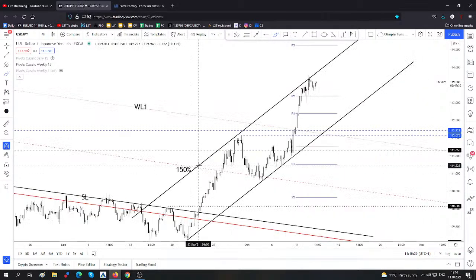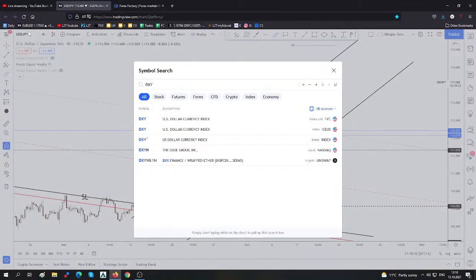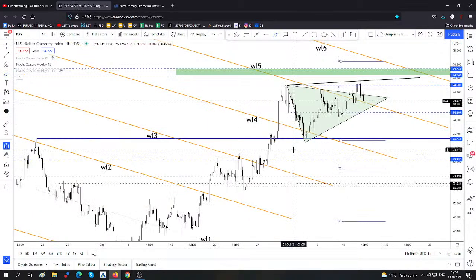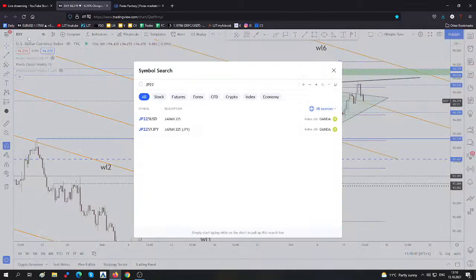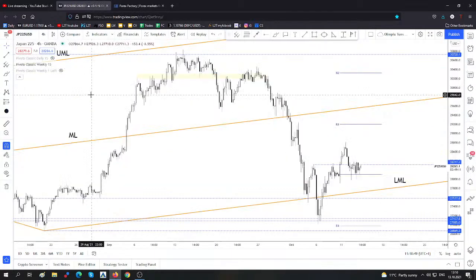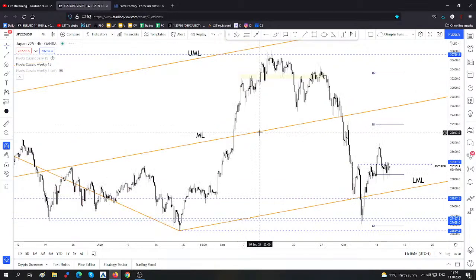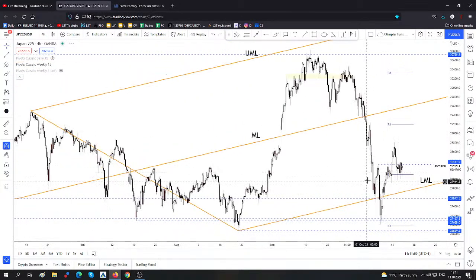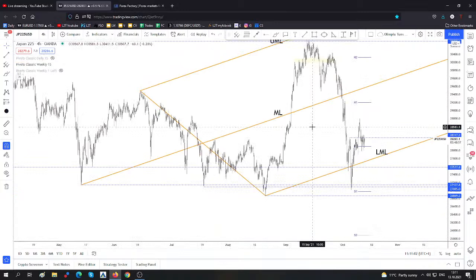Let's take a look again at the dollar index. Right now the current drop registered by the dollar index forces the dollar to depreciate versus its rivals. And let's take a look at the Japanese stock index, because it's important. The Japanese stock index has failed to stabilize below the lower medium line of the ascending pitchfork.